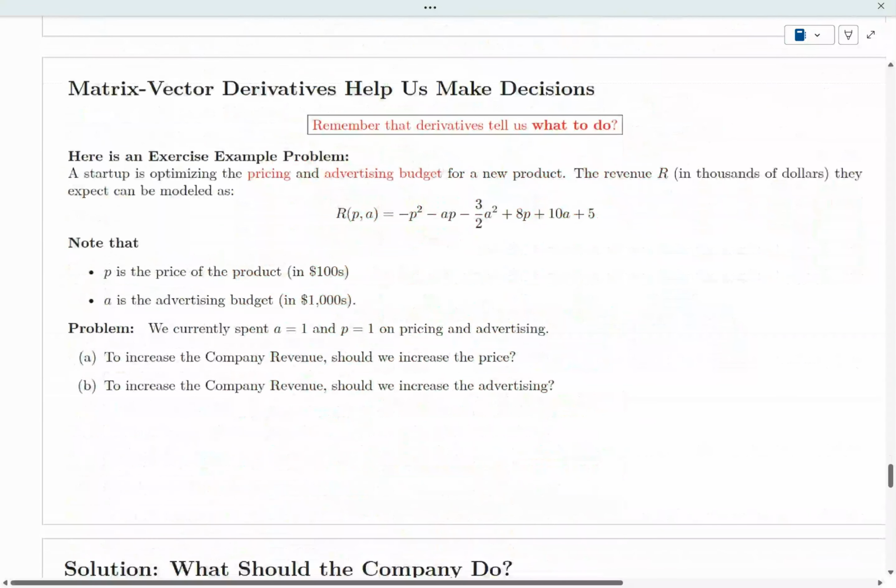All right, here's another example. See if you can solve this one. Currently you have a marketing problem. You can either spend money on pricing, increasing the price, or you can put more money into advertising budgets. And you want to maximize R, which is revenue for a company. This is telling you that if you currently are spending this much on each one, then should you be increasing pricing or should you be doing more advertisement? So pause the video, see if you can solve this problem.